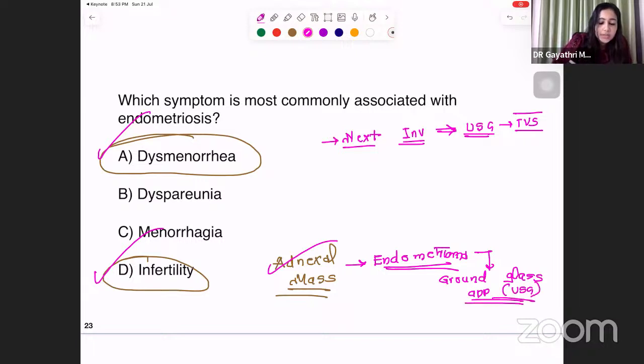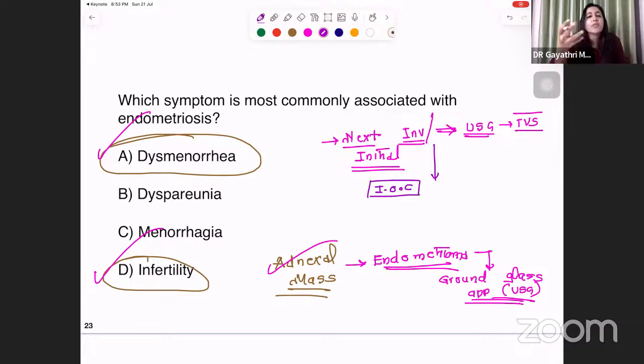So if they ask you what is the next investigation that you will do, your answer is ultrasound. But if they specifically ask you what is the investigation of choice, I can't see the small deposits in the peritoneum over the various parts with an ultrasound, but I can see them directly. So what will I do? I will insert a scope, that is laparoscopy. Your investigation of choice is laparoscopy.